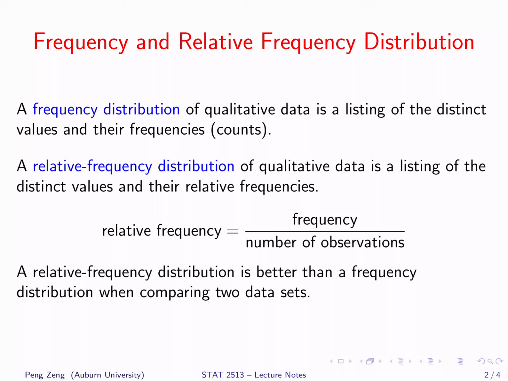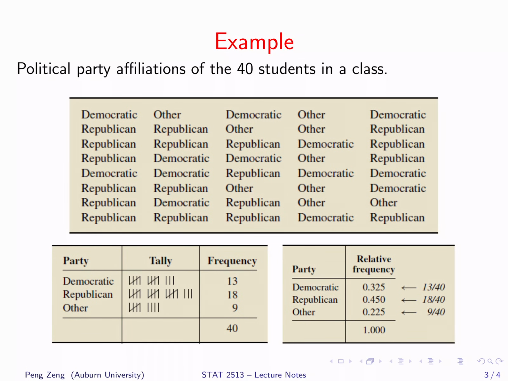To calculate a relative frequency, we divide a frequency by the total number of observations. A relative frequency distribution is better than a frequency distribution when comparing two datasets. Let's look at an example. This table lists political party affiliations of the 40 students in a class.